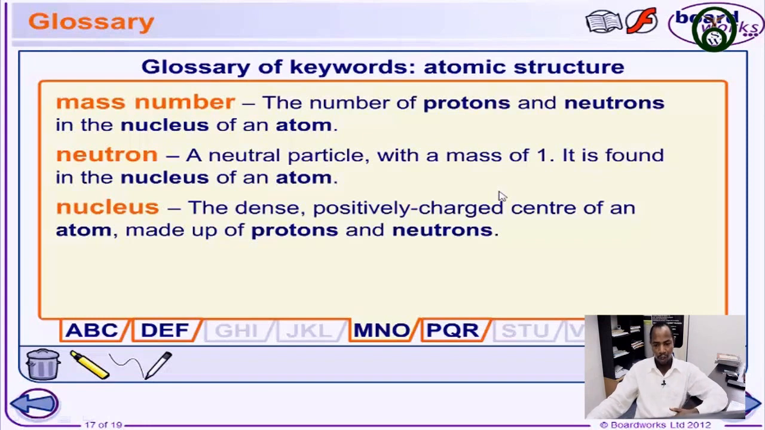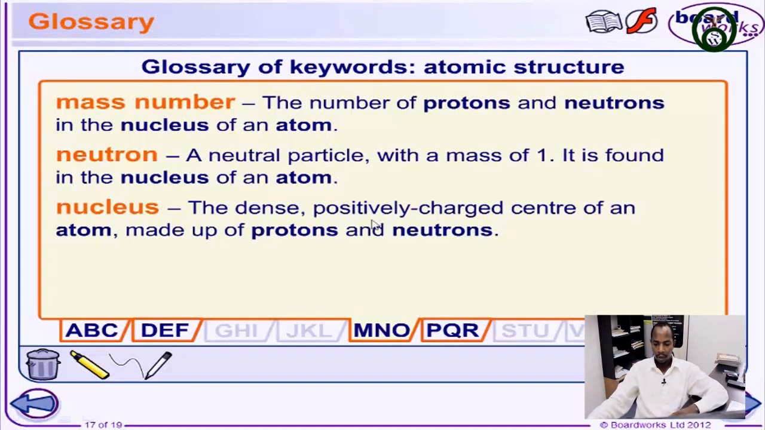Okay, the one that has a charge, which is positively charged, we said it was a proton, found in the nucleus of the atom. Now, what of the nucleus? The nucleus is a densely populated, positively charged center of an atom. It's found in the center of the atom. It's densely populated. Why is it densely populated? Because it has a lot of protons and neutrons all found at the center of the atom.